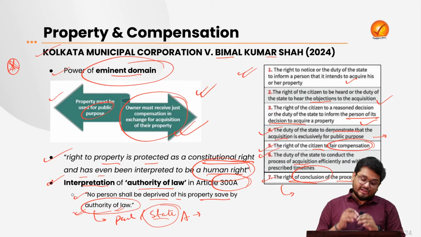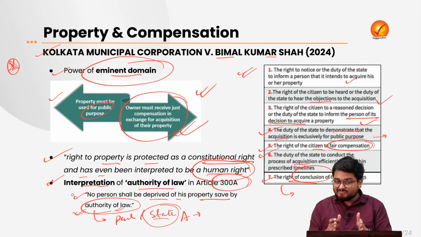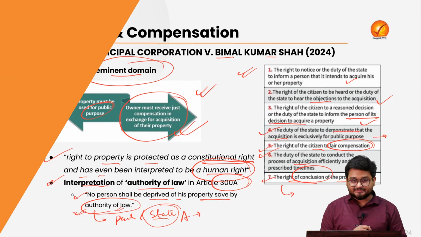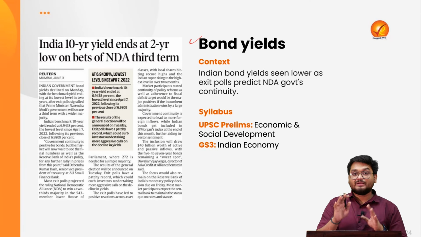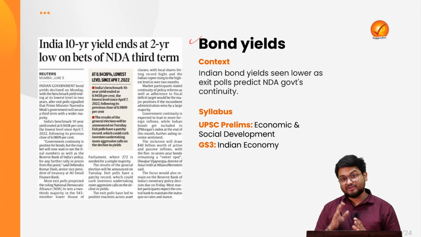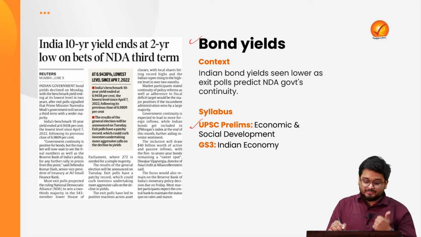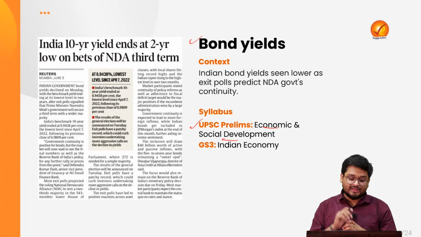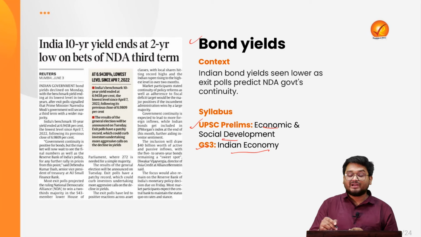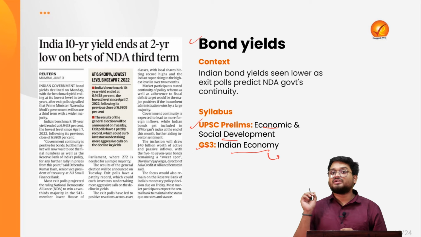Please do note it down in all your notes, and also we have covered a comprehensive aspect of the right to property here. In the next article, we'll be looking into the falling bond yields, and here we'll be looking into the various aspects of this concept. It is a very, very important topic for UPSC prelims, economic and social development, and also GS3, Indian economy, where you can use such case studies to illustrate your answers.